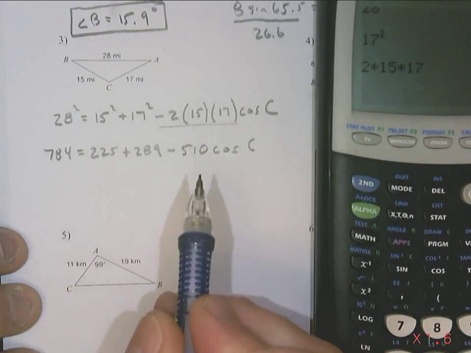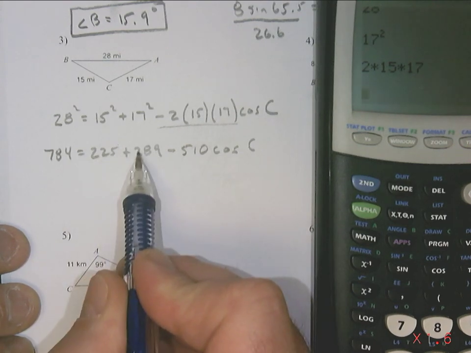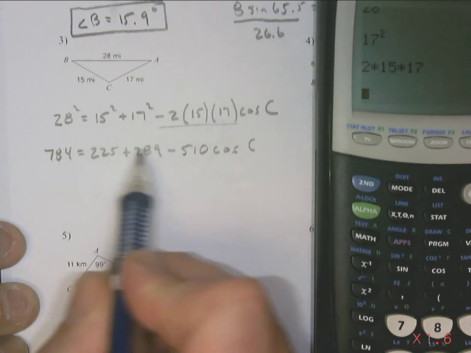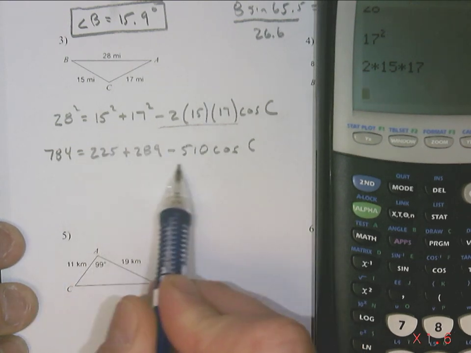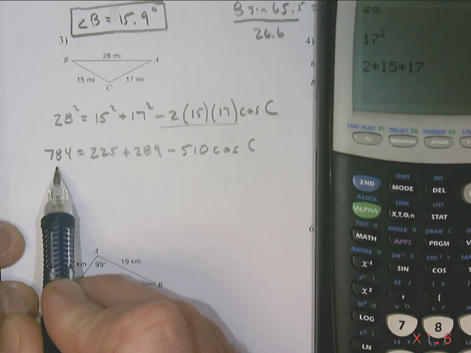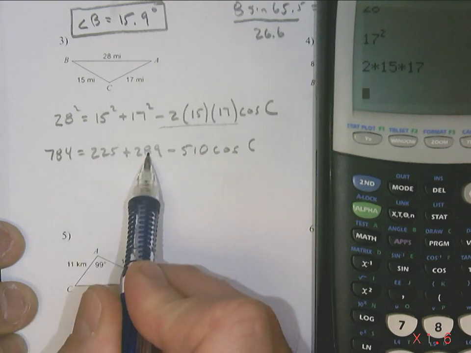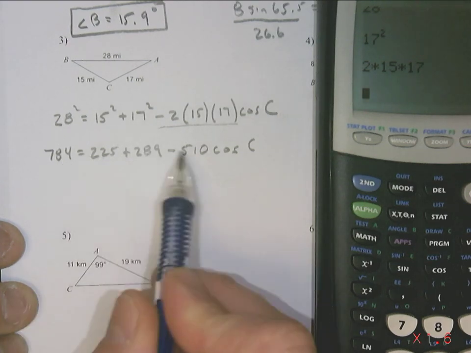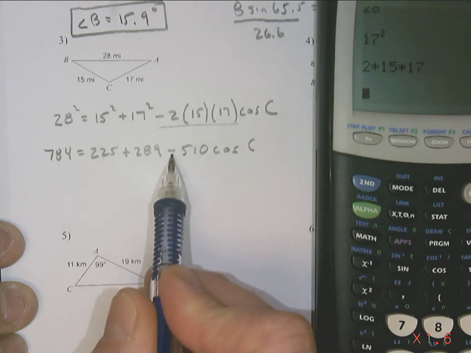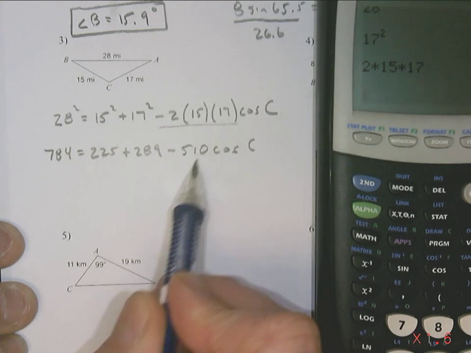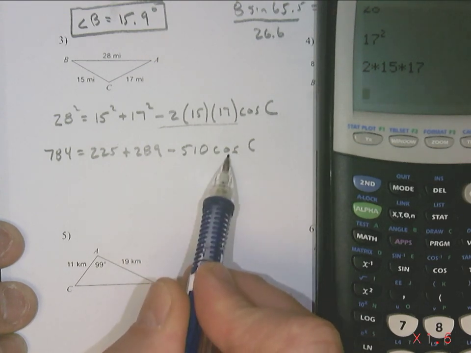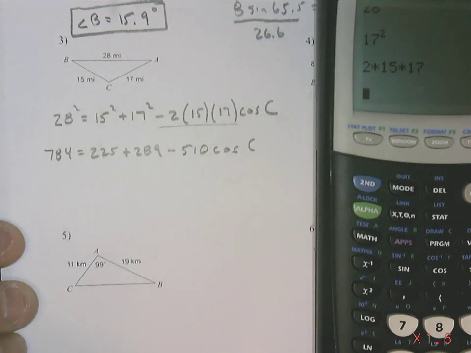Okay, now these 2 numbers here need to be moved to the other side. We need to start working on getting this C by itself. So all of this stuff needs to be moved to the other side. The order is to subtract these 2 numbers to the other side, then divide by negative 510. Since it's connected to cosine with multiplication, we're going to divide to get rid of it. And then we're going to do inverse cosine to get rid of the word cosine. So those are our 4 steps.